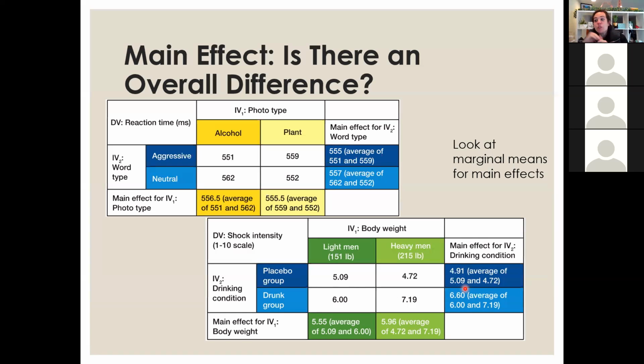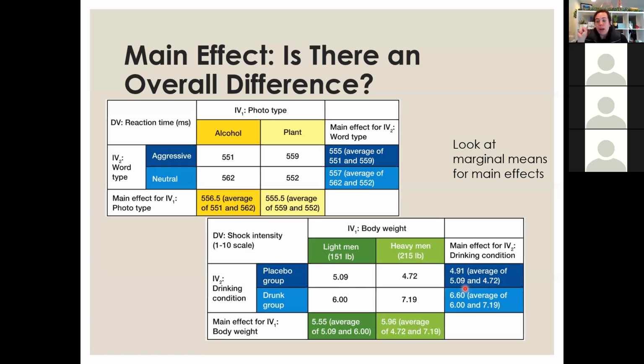If we go back to the original example where I started, it was one independent variable to one dependent variable, and this was one of them. So if you're in the drunk group, the amount that you've drunk, drunk versus not, impacts how much shock intensity you're giving to someone else. So there is a main effect. The drinking condition has a main effect on the dependent variable.